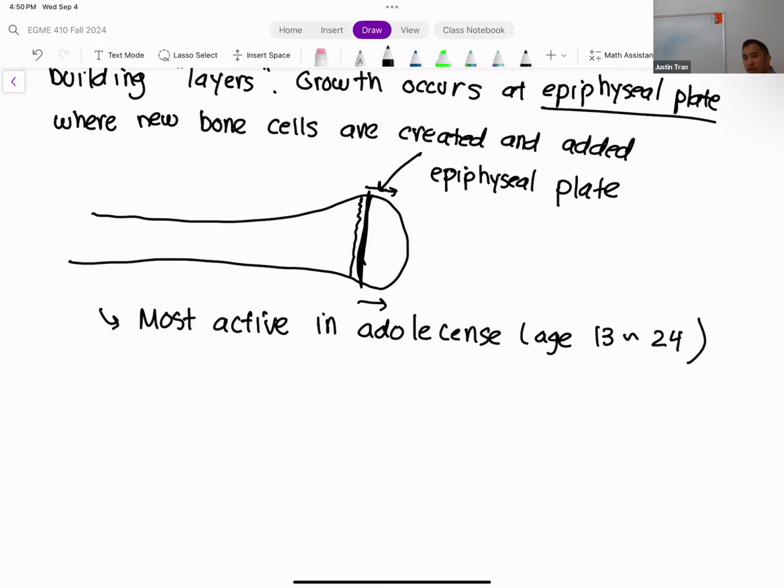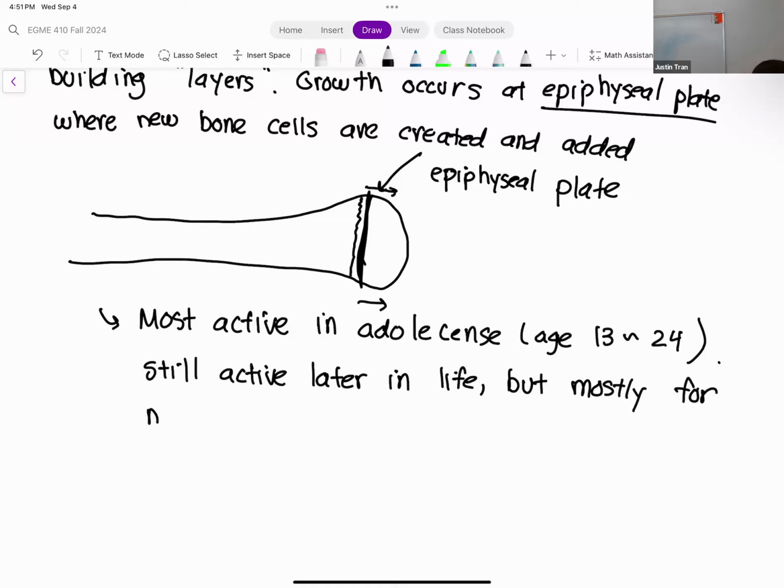So outside of that time frame, it is technically still possible. It's not like your epiphyseal plate just stops working. It's just once you get past that age, most of the growth and development of bones is mostly made to replace any old or broken bones. Okay. And so what we say is that, once you get to later in life, all the new bone cells that are created are mostly for maintenance. So you're not really growing anymore at that point. Okay. All right.